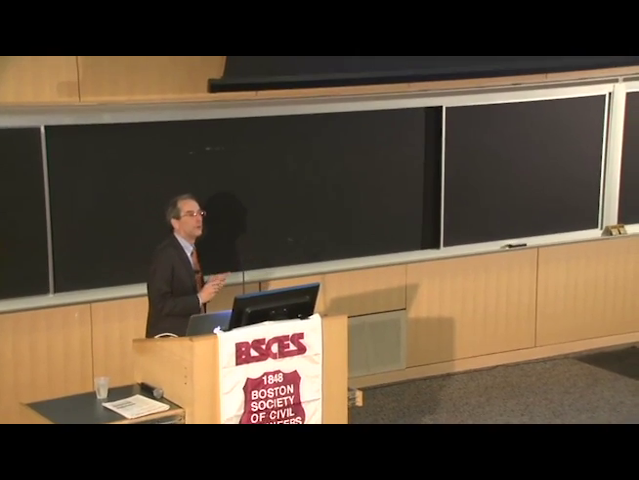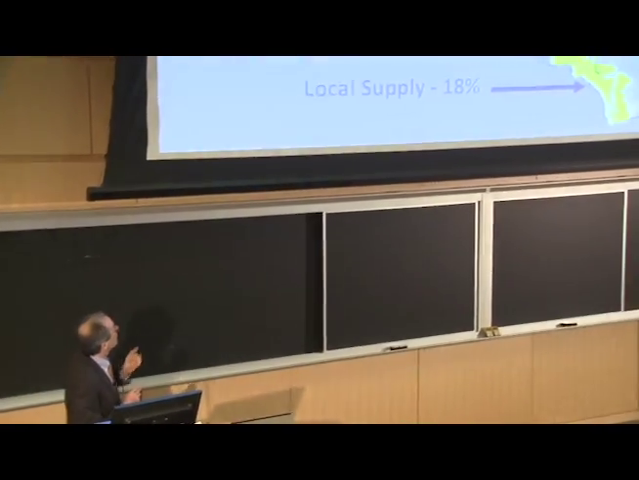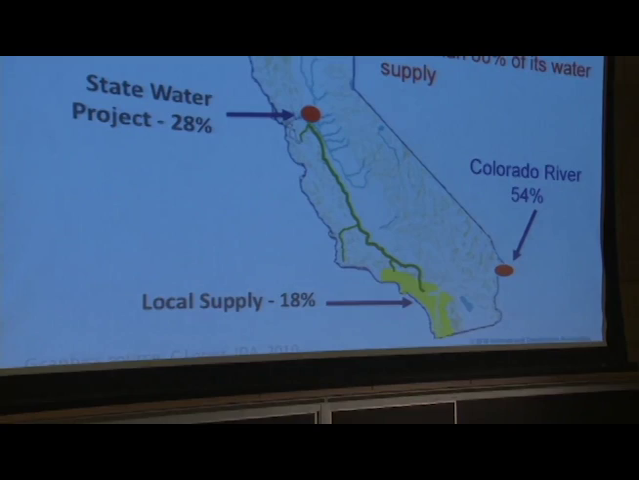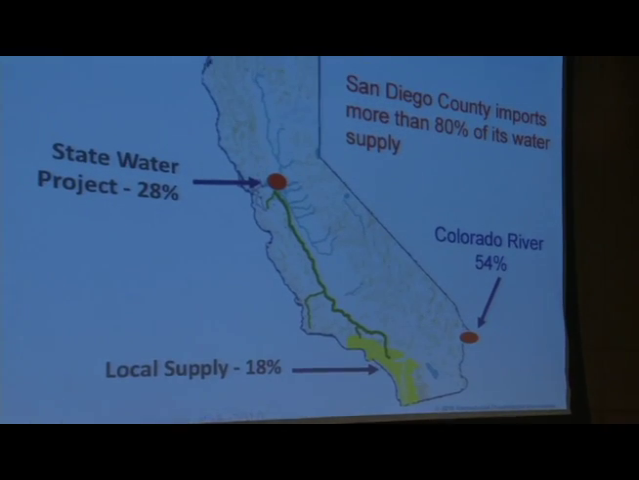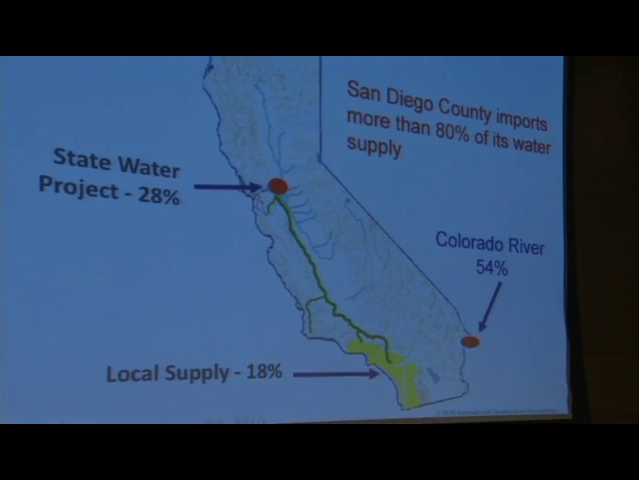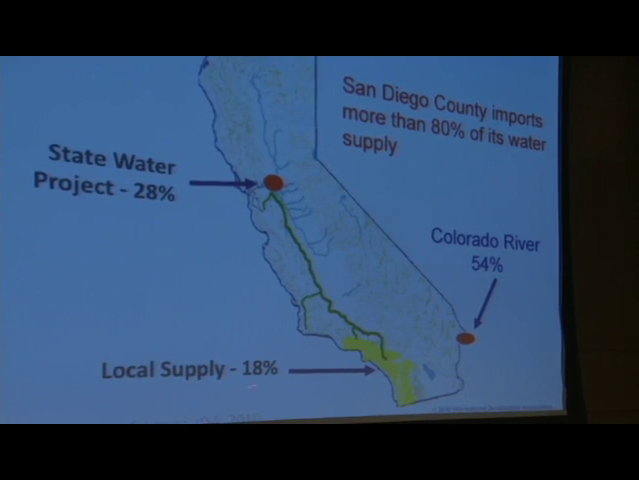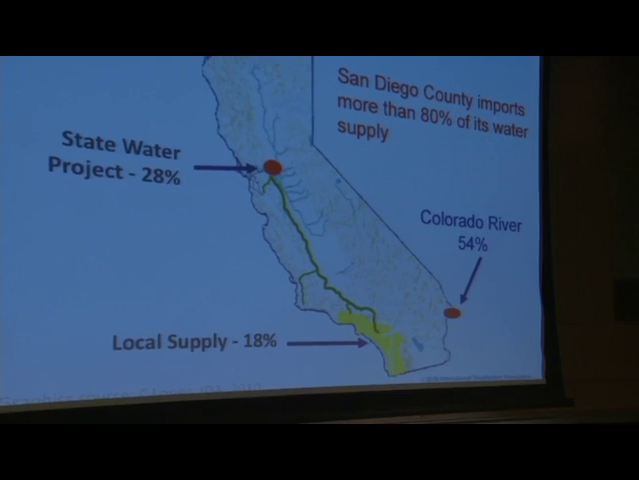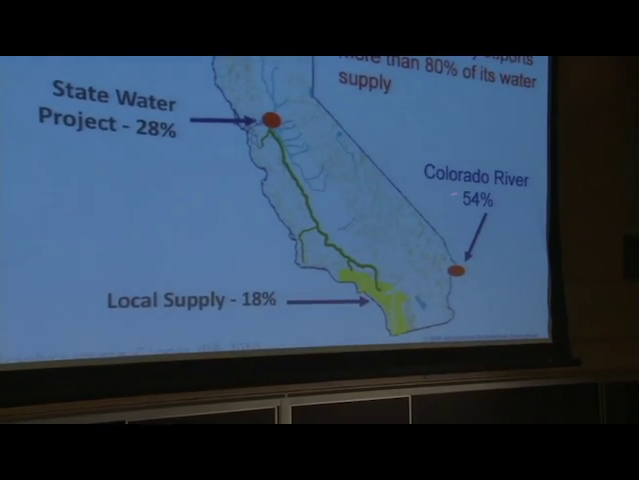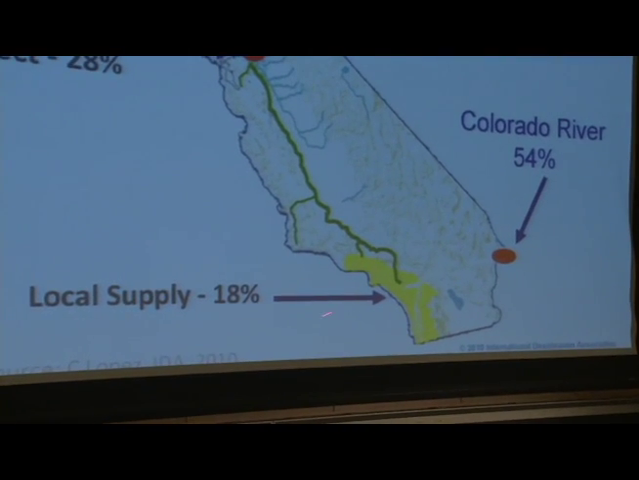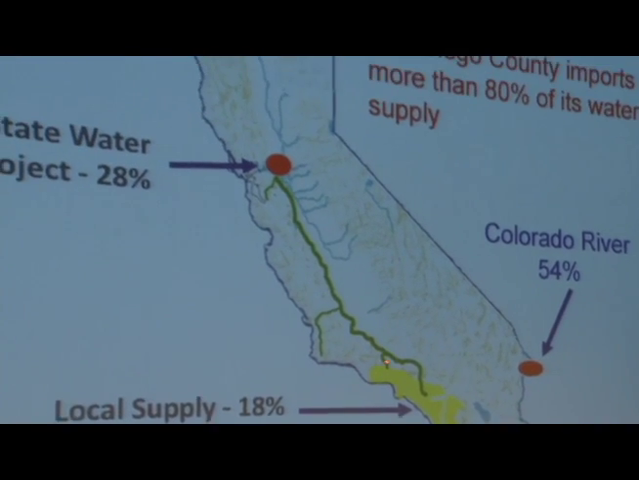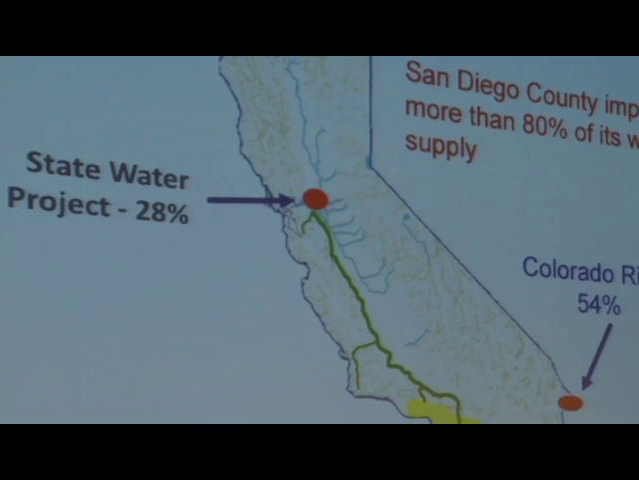This is a chart that was produced by Cesar Lopez, who at the time was running the San Diego Water Authority. San Diego is a very dry region in Southern California, and San Diego only has about 18% of its water from local supply, whether it's rainwater or available groundwater. They're getting 54% of their water from the Colorado River. About 28% of it comes from the State Water Project up in Northern California and is brought down here.